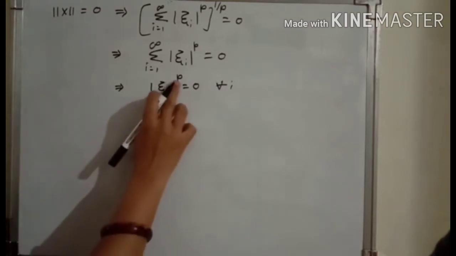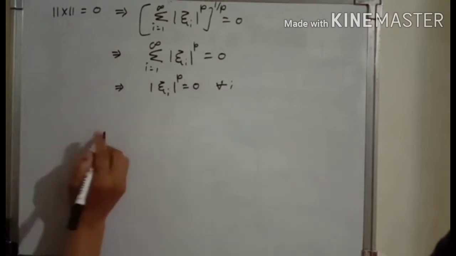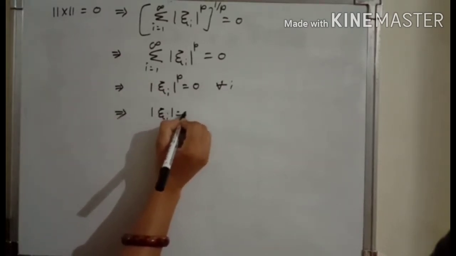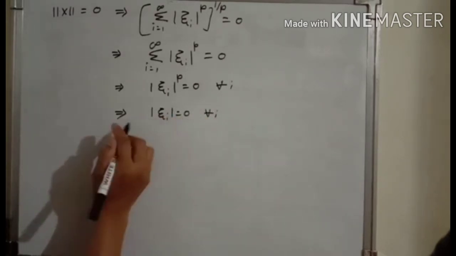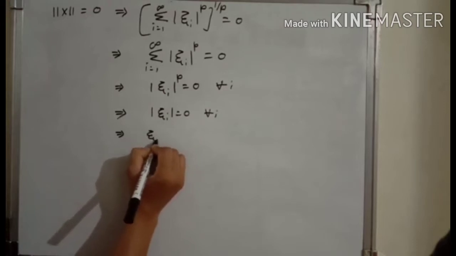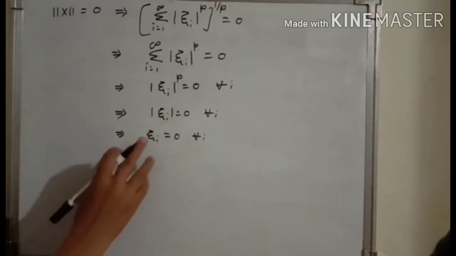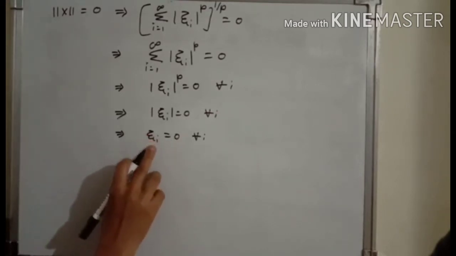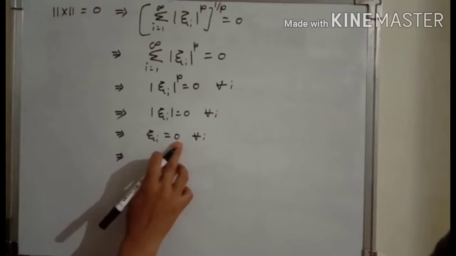Now the pth power equals 0 implies that the modulus must equal 0. It implies that |xi_i| equals 0 for all i, and the absolute value equals 0 implies that xi_i equals 0 for all i. And xi_i is nothing but the ith coordinate of the sequence x, so xi_i equals 0 for all i.